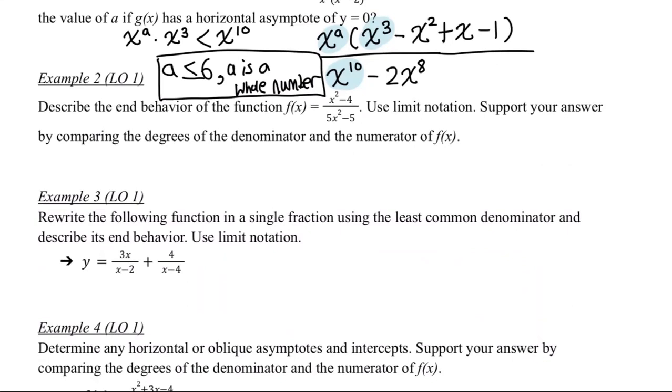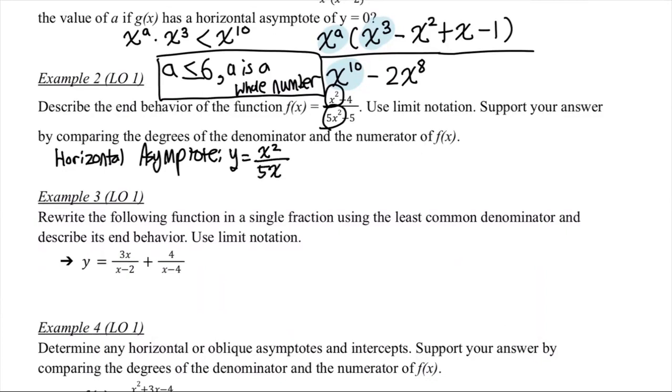So in this case, because the degree of the denominator and the numerator are the same, we have a horizontal asymptote. The horizontal asymptote is essentially the quotient of the two leading terms we have. So it's essentially y is equal to x squared over 5x squared, that is essentially 1 over 5. So we found that the horizontal asymptote is 1 over 5, and we can use limit notation to describe the end behavior.